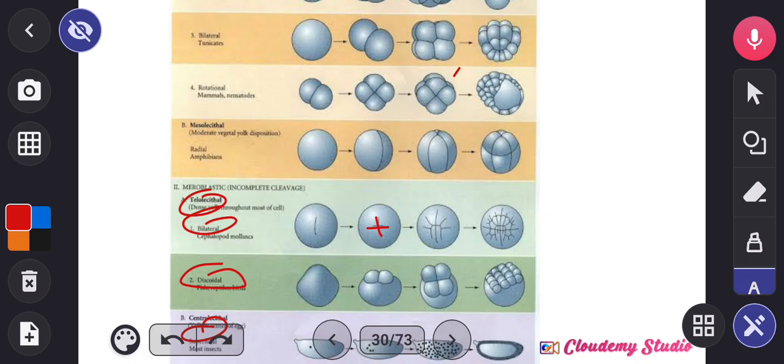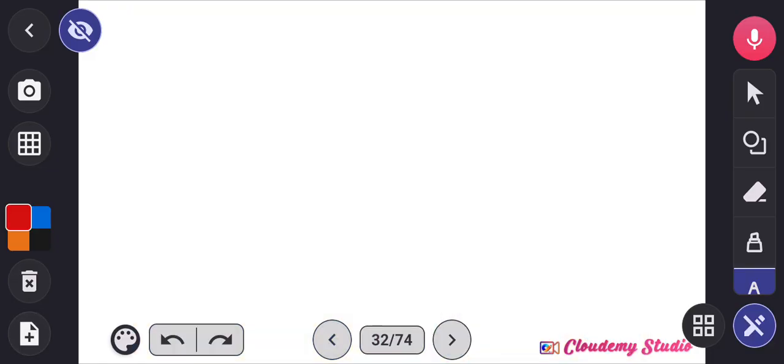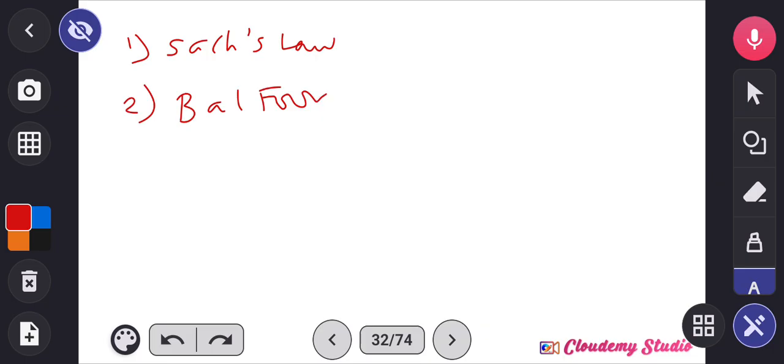You understand? Now there are some laws that back up the cleavage patterns, and I'll be stating only two laws. That is Sachs law, and the second one is Balfour's law. This Sachs law was proposed in the year 1877.